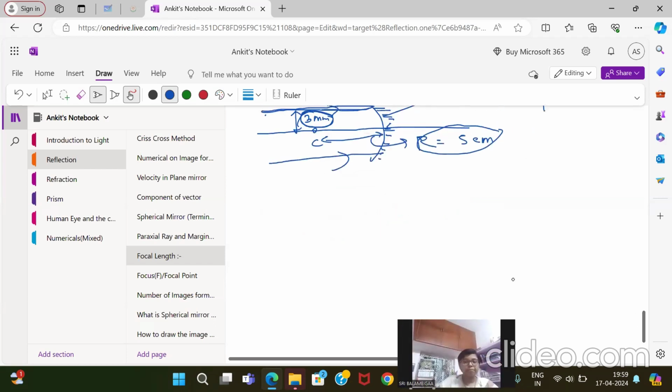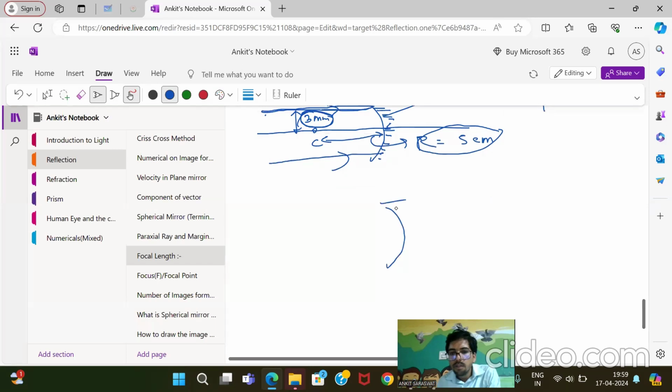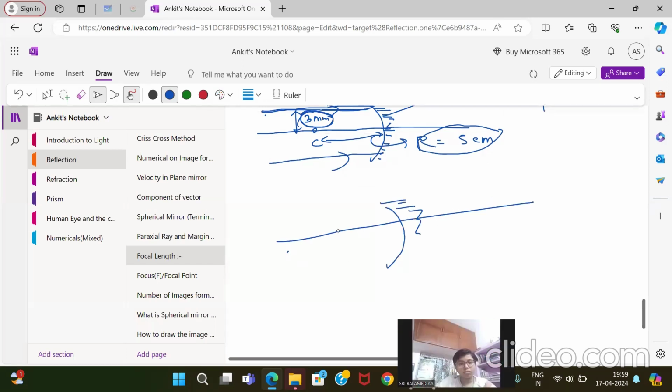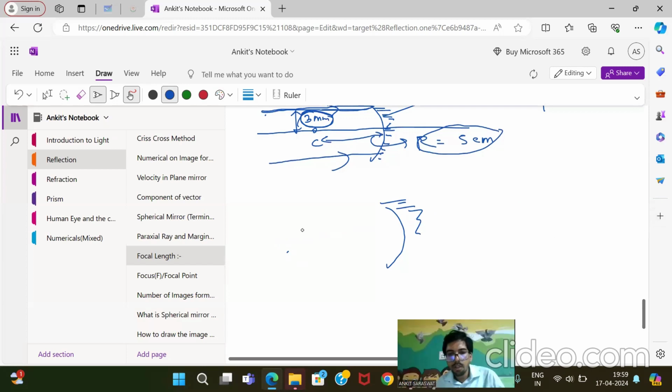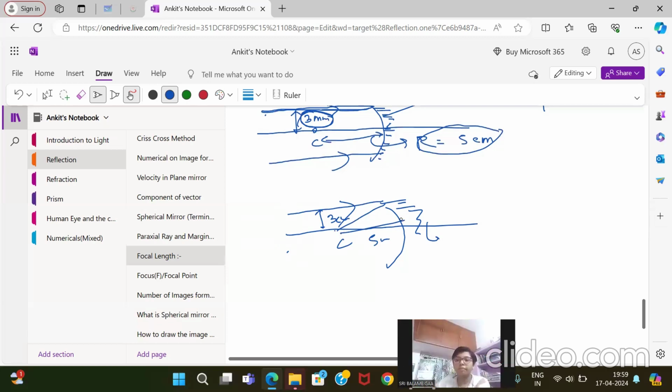Can I say this is small aperture? Tell me. I'm drawing here. Principal axis. This is 3 centimeter and the radius of curvature is this, 5 centimeter. Can I say? Not small. See, this is 3 centimeter. Radius of curvature is also 3 centimeter. Radius of curvature means the distance from here to here. It is not small, sir.